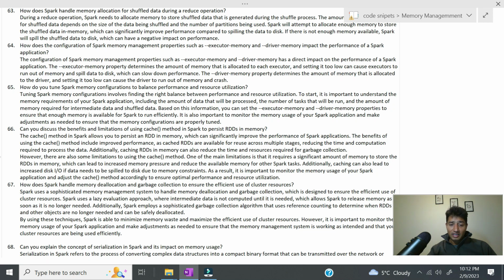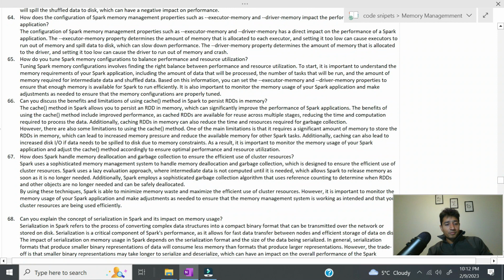Based on this information, you can set executor memory and driver memory properties, ensuring that enough memory is available for Spark to run efficiently. Okay, can you discuss the benefits and limitations of using the cache method in Spark to persist RDD in memory? Okay, so the cache method in Spark allows you to persist RDD in memory, right?